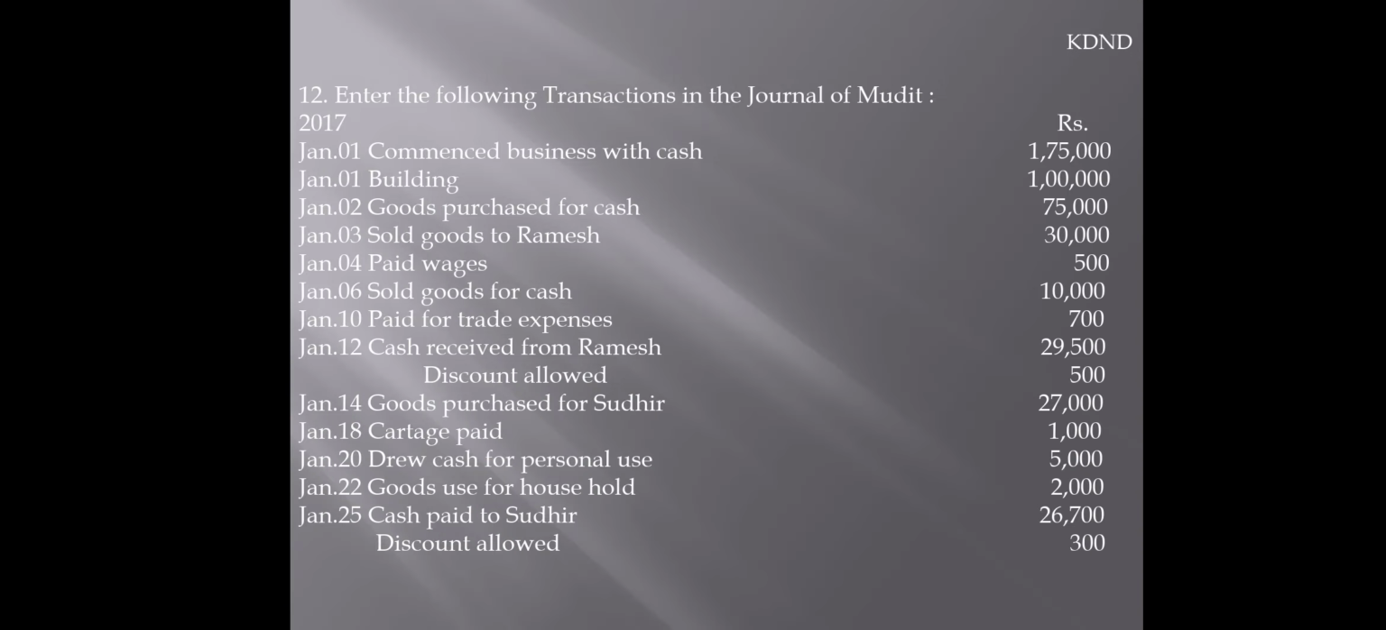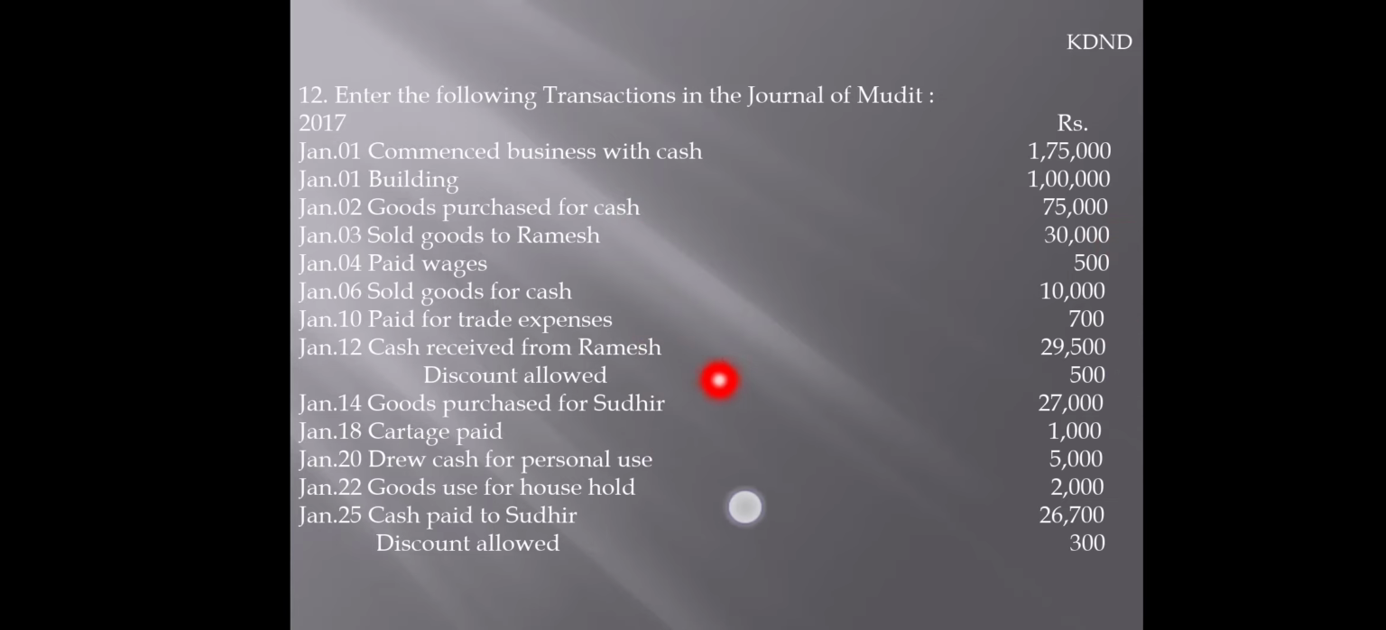Now we are going to continue with the next transaction, that is January 12, cash received from Ramesh, discount allowed. Now who is Ramesh over here? Ramesh is a person who has appeared already on January 03. Now Ramesh is a person from whom we have to take 30,000 rupees.